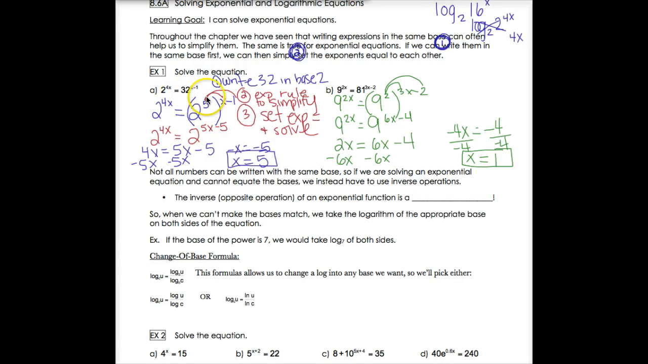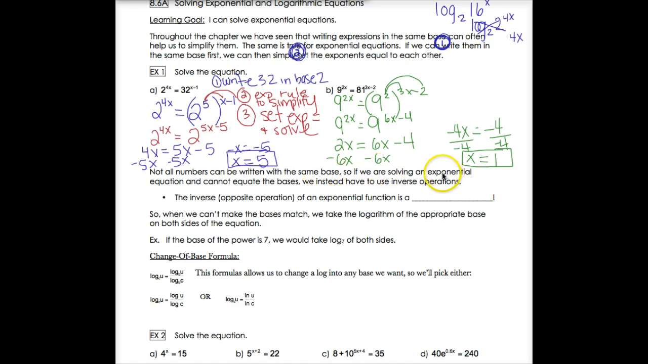When this happens and we can rewrite one exponential in the same base as the other, it's great because this is a very simple process as far as Algebra 2 level work goes. This isn't the toughest thing that we have done for sure. But we can't always rewrite numbers in the same base.